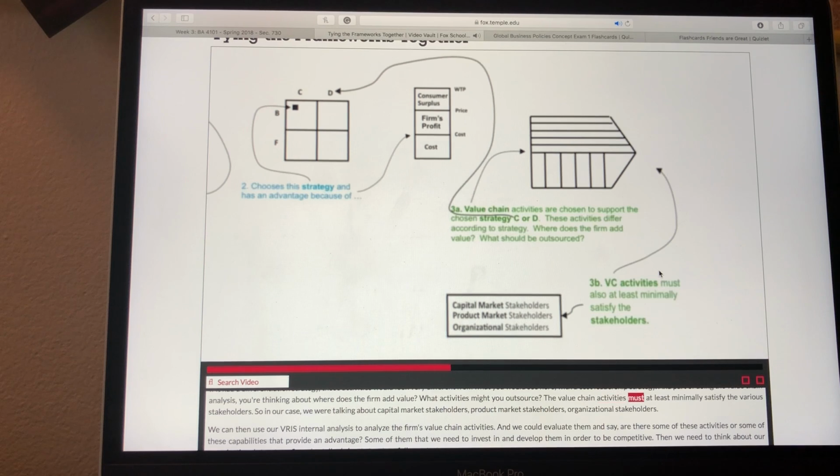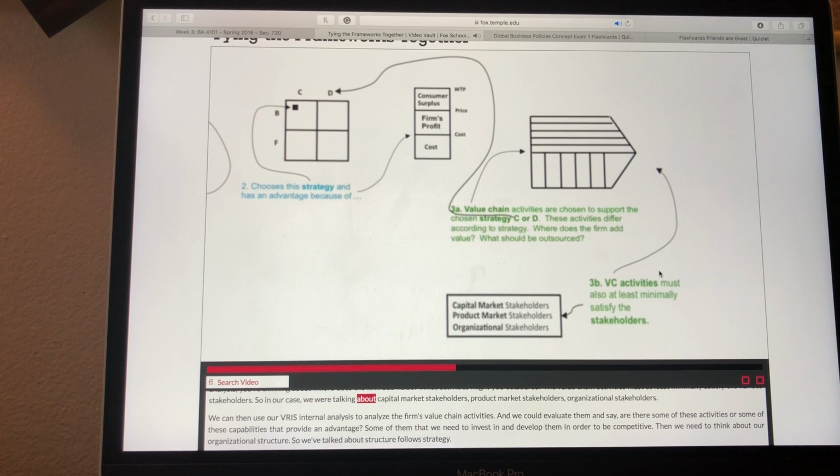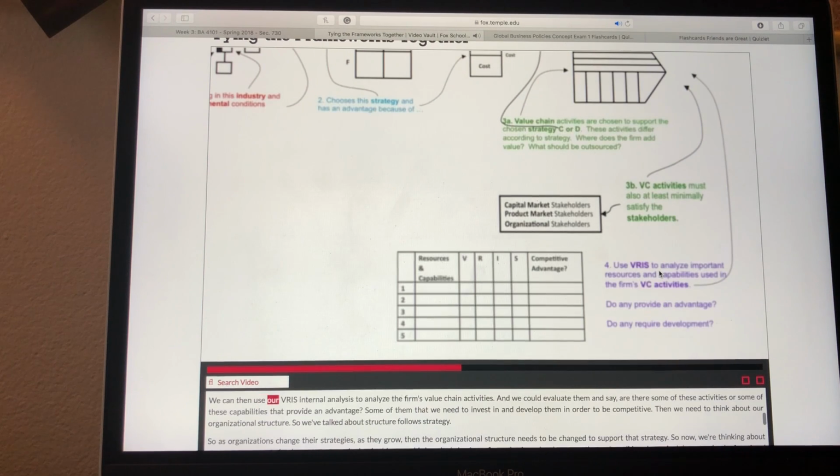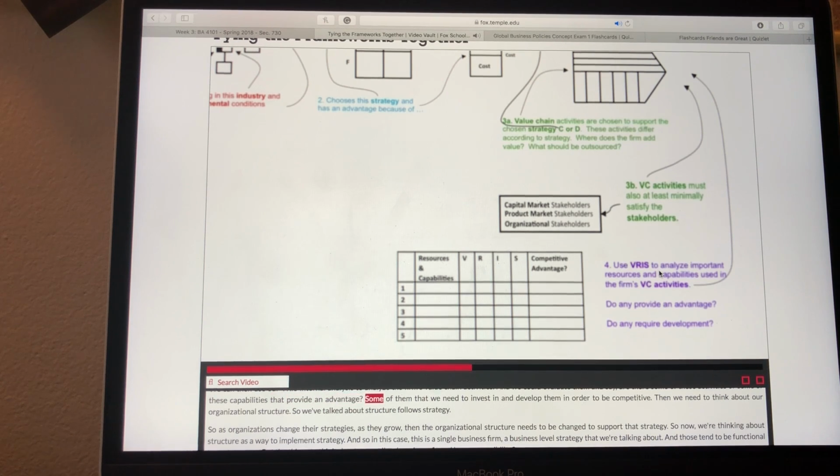The value chain activities must at least minimally satisfy the various stakeholders. So in our case, we were talking about capital market stakeholders, product market stakeholders, organizational stakeholders. We can then use our VRIS internal analysis to analyze the firm's value chain activities, and we could evaluate them and say, are there some of these activities or capabilities that provide an advantage, some of them that we need to invest in and develop in order to be competitive.